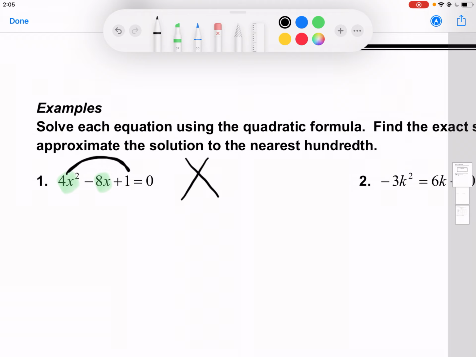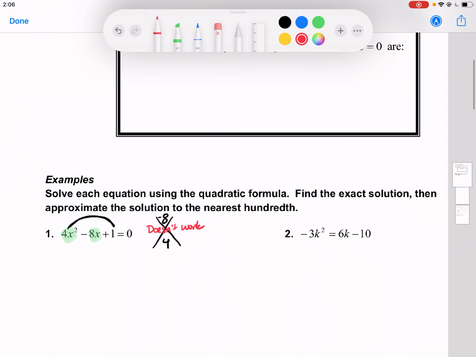So if we try factoring this, 4 times 1 is 4, and then we've got negative 8 up top. And there are no factors of 4 that add up to negative 8. That's how you know you're going to use what's called the quadratic formula.